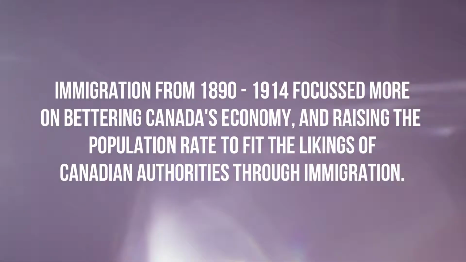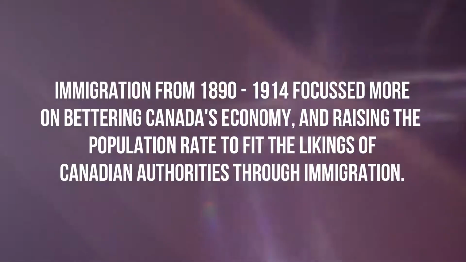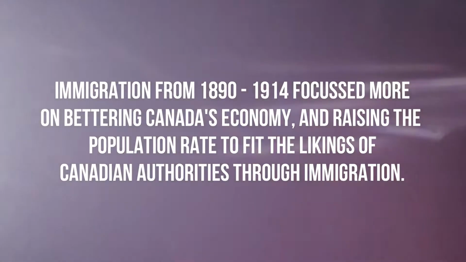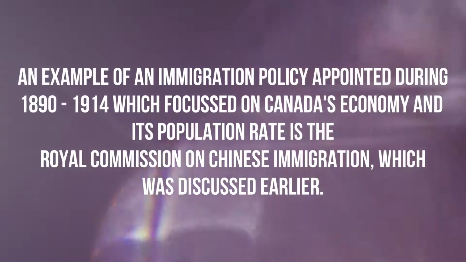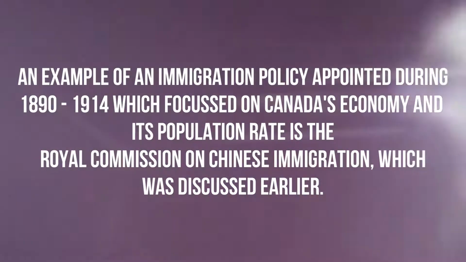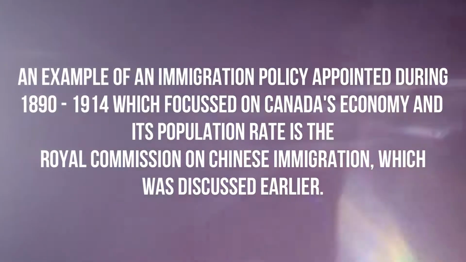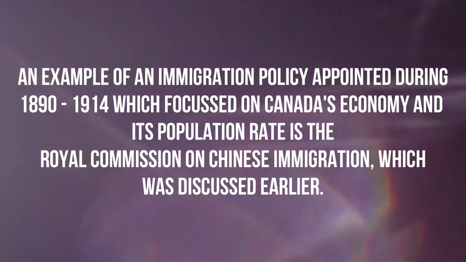Immigration from 1890 to 1914 focused more on bettering Canada's economy, and raising the population rate to fit the likings of Canadian authorities through immigration. An example of an immigration policy appointed during 1890 to 1914 which focused on Canada's economy and its population rate is the Royal Commission on Chinese Immigration, which was discussed earlier.